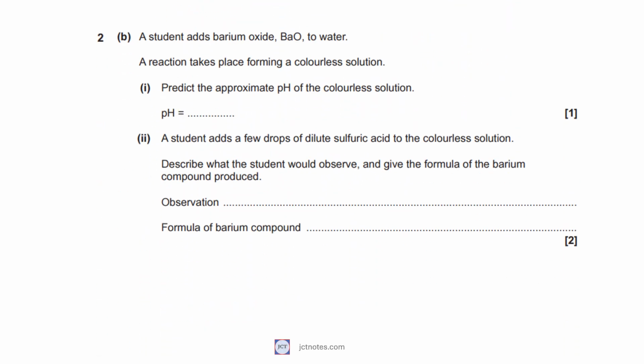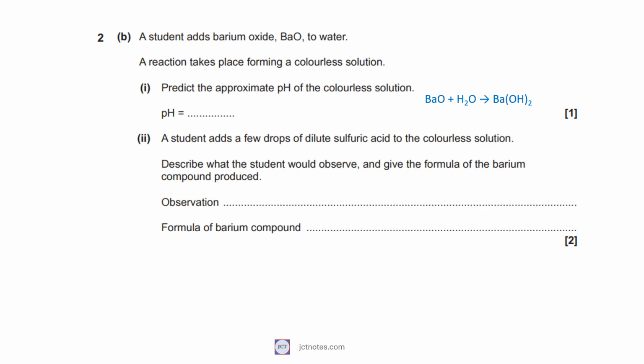In Question 2, Part B, we have 2 questions about the reaction of barium oxide with water, that forms a colorless solution. In the first question, we are asked about the pH of the solution. In general, the reaction of oxides of group 2 with water produces hydroxide ions, OH-, giving an alkaline solution. In the case of barium oxide, it will form barium hydroxide, that is soluble in water forming a colorless solution.